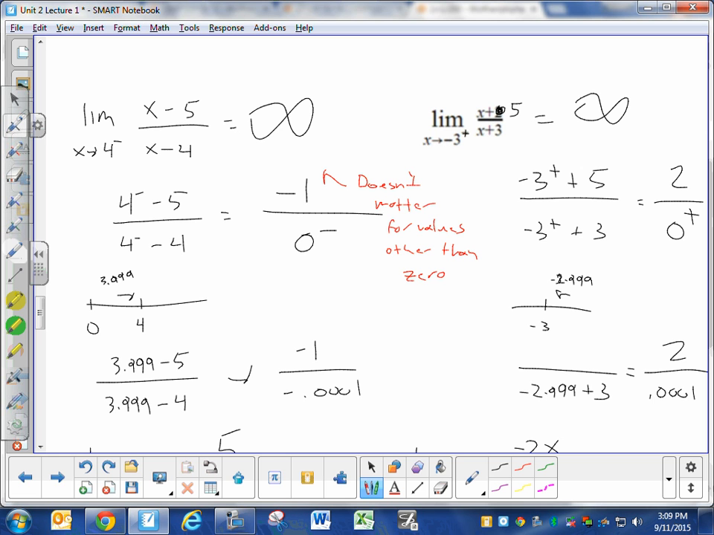Okay, we should get positive infinity. Negative 3 from the right plus 5 is 2 from the right, but I don't care. Negative 3 from the right plus 3 is 0 from the right. 2 divided by something infinitely small and positive is going to be something infinitely big and positive. This is also positive because it's a positive divided by a positive. Okay, those aren't that bad.